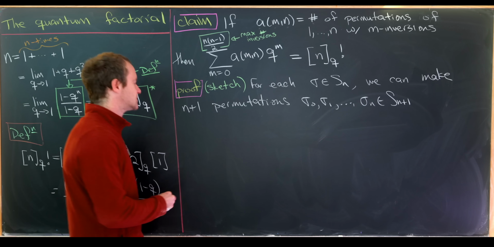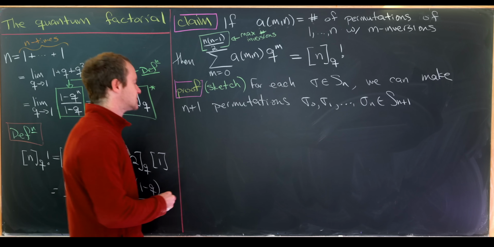But now this second one has 2 inversions. And how can we see that? Well, notice that 4 is before 2, and 2 is after 3, so that's 1, 2 inversions. Then this next one has 3 inversions, and that's because 4 is before 3 and 2, and 3 is before 2. And then finally, this last one has 4 inversions.